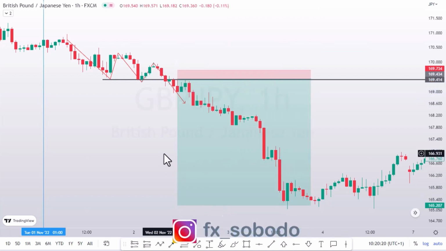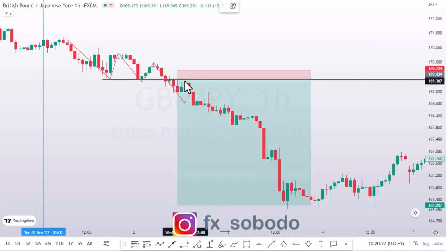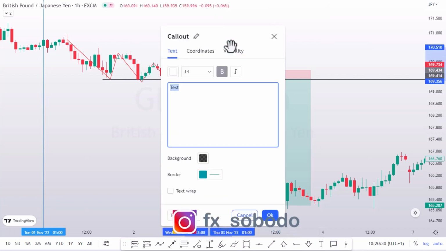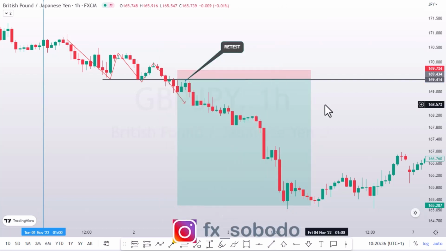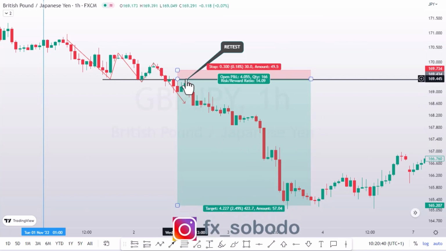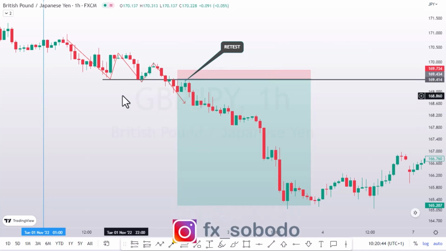If you are that person who will wait patiently for the market to play out, this is what you do. Immediately price comes to retest, at this point in time, this is where we should be ready to what? Take our sell position.